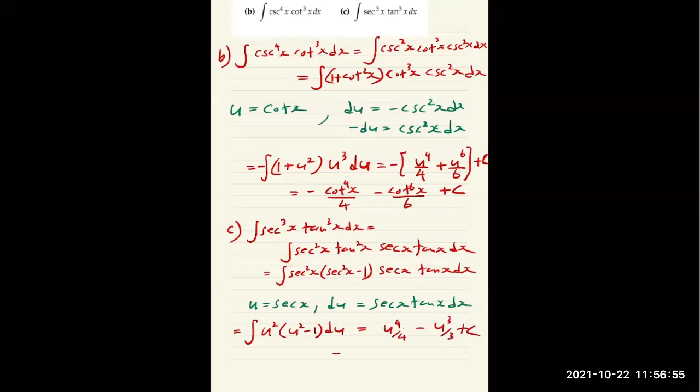To get the final answer, you back substitute for u. Your u was secant x. You have secant 4x divided by 4 minus secant cube x divided by 3 plus c. That's your final answer. All right, that completes that example.